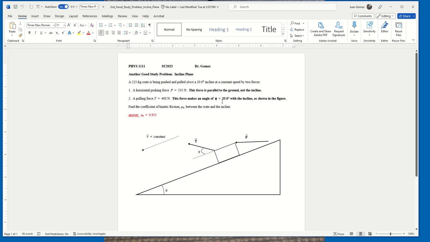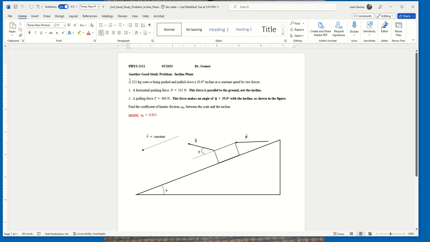And this force makes an angle of phi equal to 35 degrees, as indicated here, with the incline. Notice the angle phi is the angle between the pulling force T and the incline, because that dotted line is clearly parallel to the incline. All right, and again, I want to find the coefficient of kinetic friction, UK, between the crate and the incline.